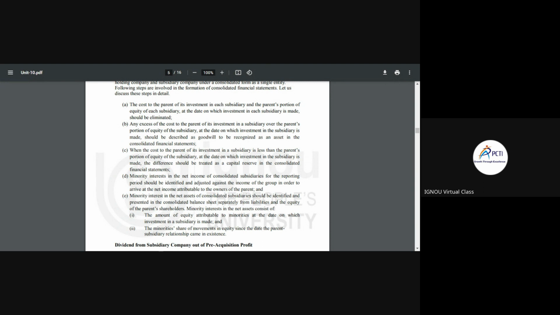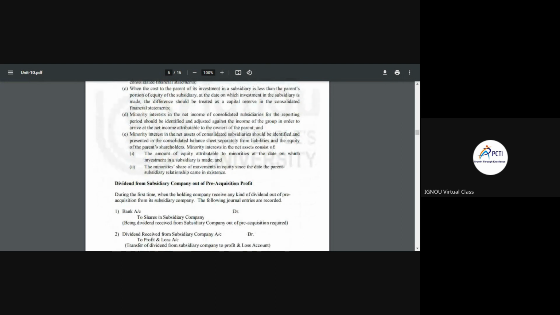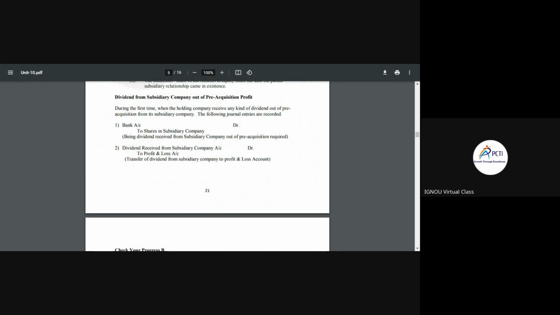First is the amount of equity attributable to minorities at the date on which the investment in a subsidiary is made, and second is the minority share of movement in equity since the date the parent-subsidiary relationship came into existence. Next is dividend from the subsidiary company out of pre-acquisition profit.